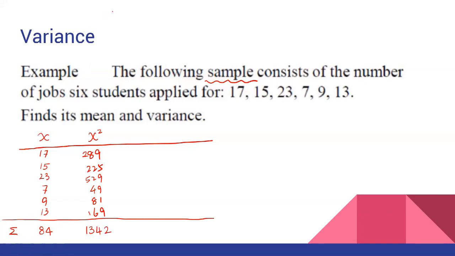All right. And first let's calculate the sample mean. Sample mean X bar is 84 times 1 over 6, right? Because there are 6 data, which is 14, right? Okay, next.